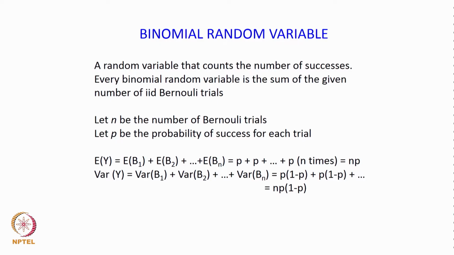So, when this Bernoulli trial is repeated n times, the expected value is n into p, and the variance of y is the variance of B1 plus the variance of B2 and so on. So, it is p into 1 minus p, added n times, so n into p into 1 minus p. We consistently use p and 1 minus p to represent the probability of success and of failure. At times we also use q equal to 1 minus p as additional notation and say that the variance is n into p into q, where q is the probability of failure.